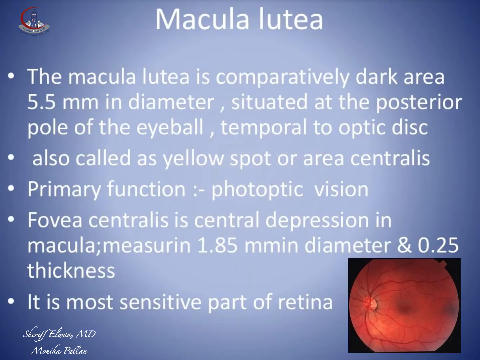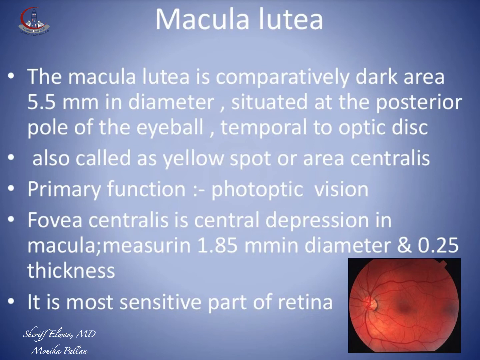Now the second area is the macula lutea, and this is comparatively dark to the rest of the retina. It's about 5.5 millimeter in diameter, situated at the posterior pole of the eye, and it's always temporal to the optic disc. It's also called the yellow spot, as lutea means yellow, and may be called the area centralis, being the central area. Its primary function is photopic vision, that is, vision in the light conditions.